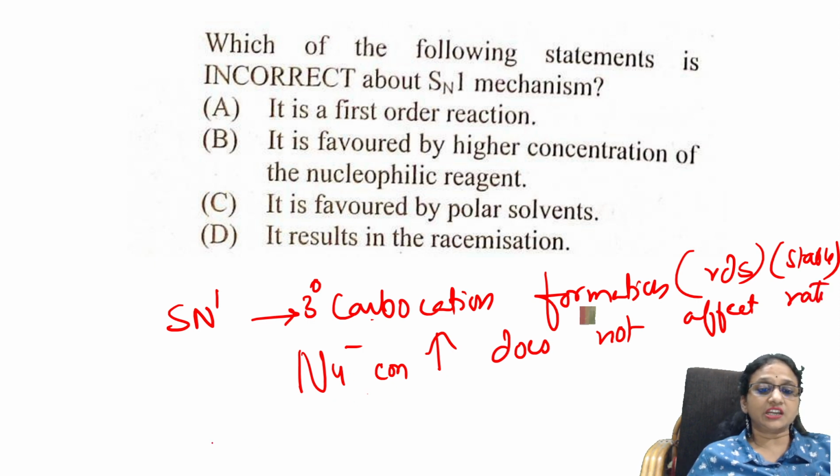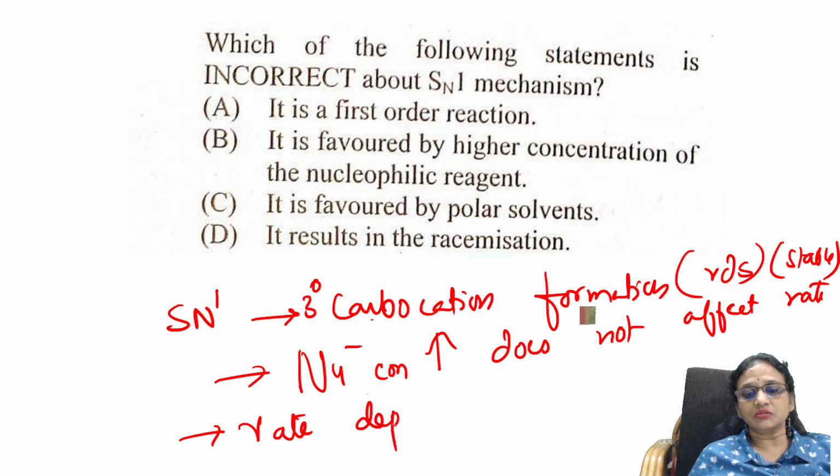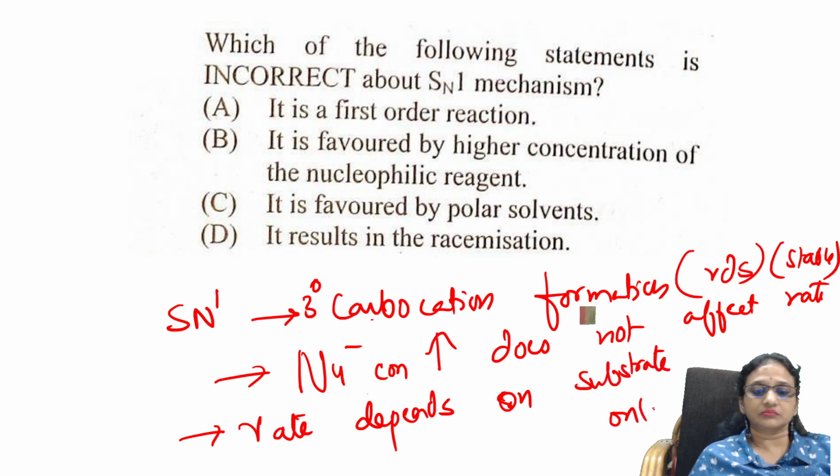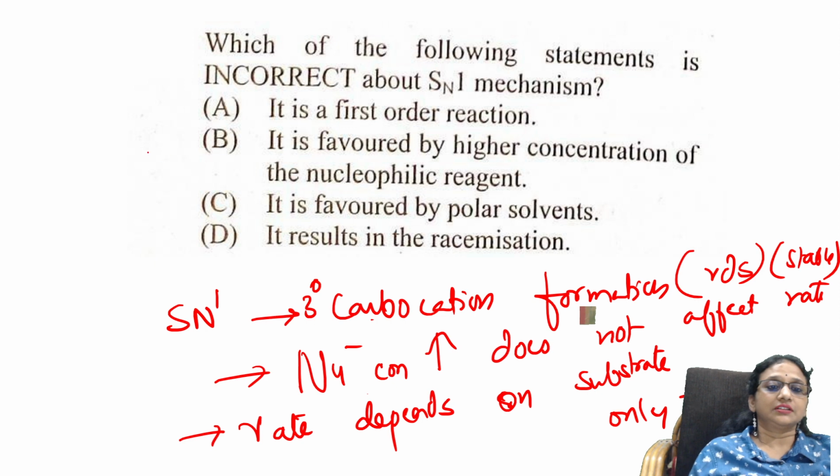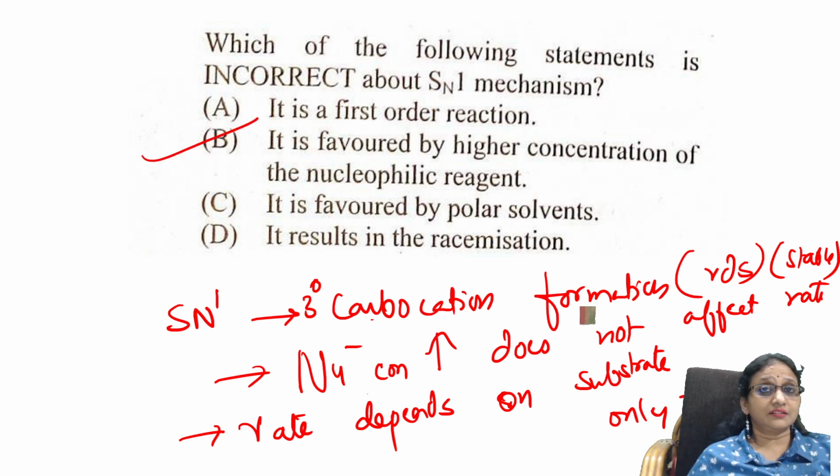So the rate depends on the substrate only, correct? That's all, so simple as that. So be careful. It is favored by high concentration, but they asked for the incorrect statement. The nucleophile does not matter, the rate depends upon the substrate. So they have given a wrong statement. High concentration of this, no.